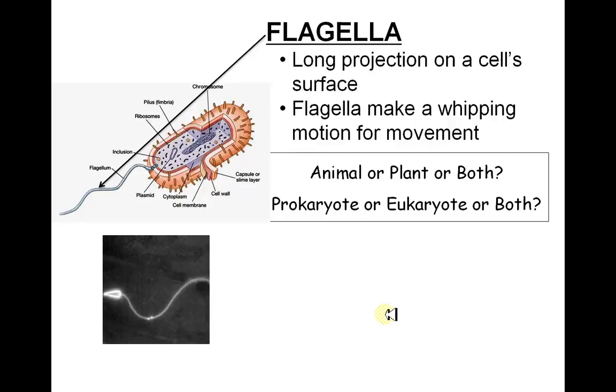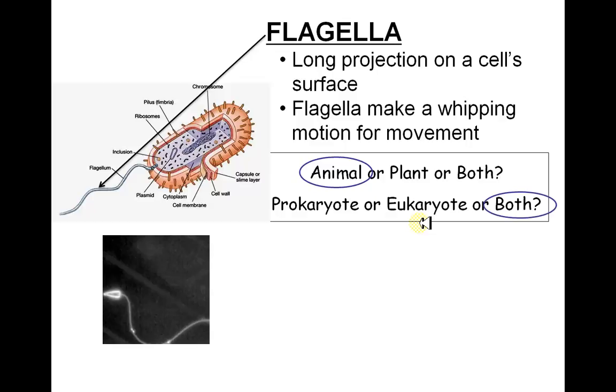The next one is called a flagella. Flagella are long projections. Usually there's only one, but there can be more than one. These are whip-like structures that go back and forth. You can see this sperm cell right here with the tail moving back and forth to give it propulsion. Is it found in animal cells or plant cells? Well, it's only in animal cells because plant cells don't move. Prokaryotic or eukaryotic or both? This one is found in both because this does allow some bacteria to move.